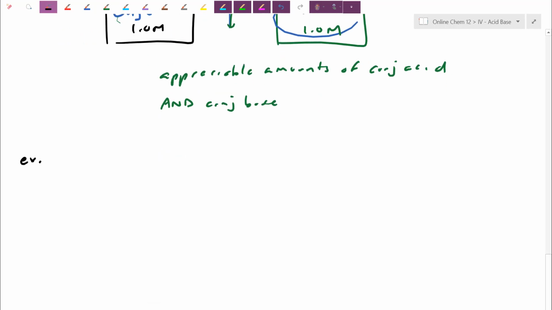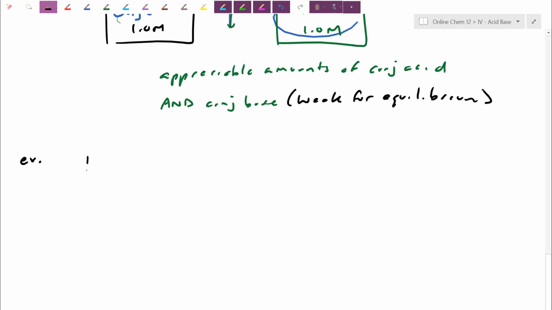We also need the thing to be weak. Let me make that note here. We need it weak for equilibrium. If I have something that's strong, it's just a one-way arrow. There is no shifting involved. There's no controlling any additional H+. So those are the two things that you need. You need good amounts of both conjugates, and you need the weak for equilibrium.